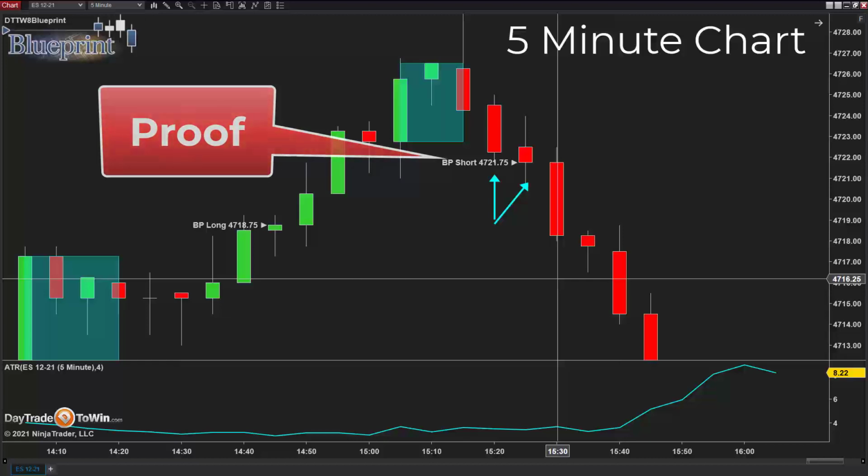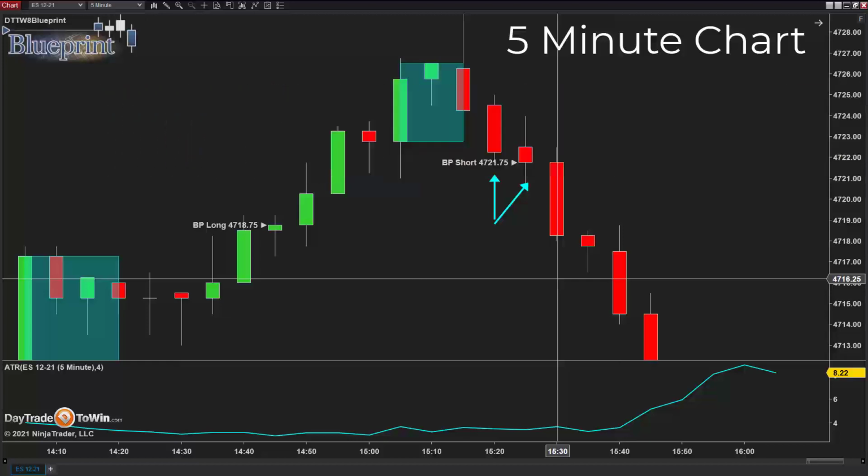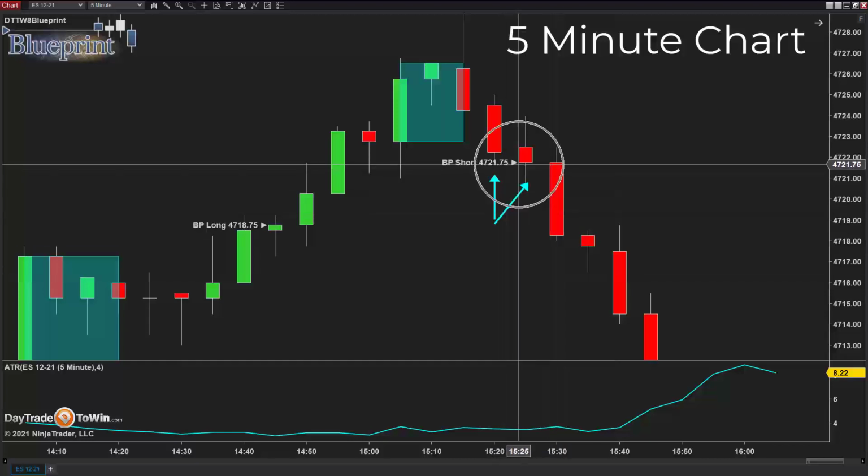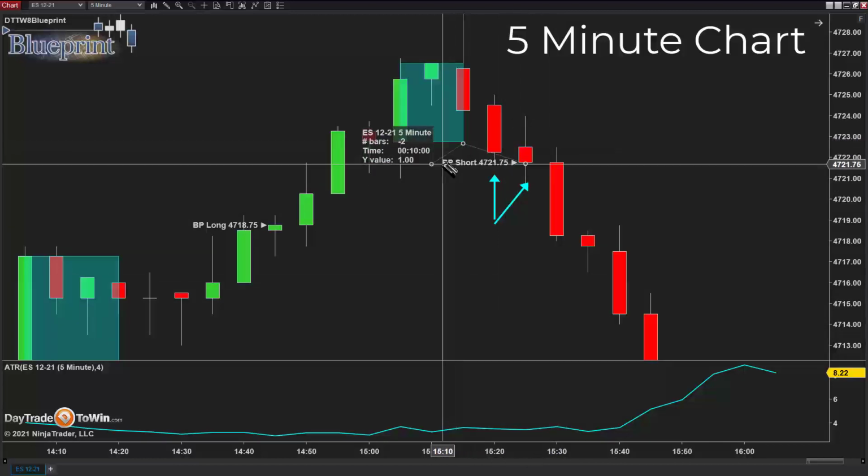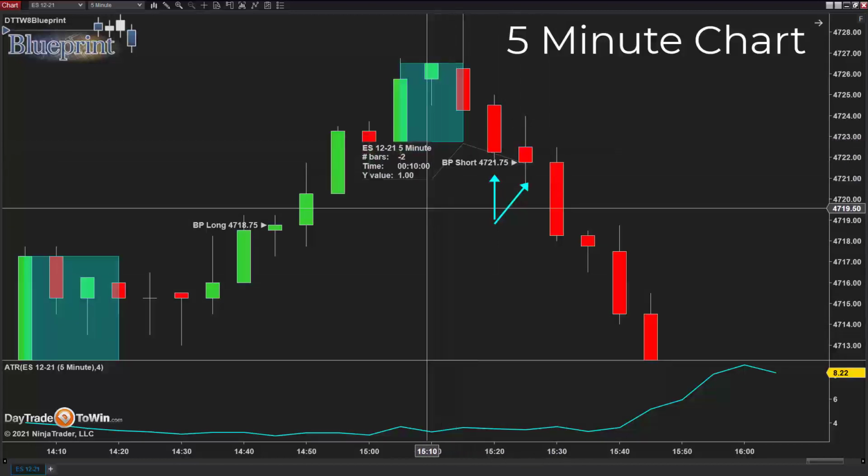Now, the next thing we have to configure is whether or not the distance, which is very important, should be further away or closer to where it's breaking out from. So in this example, the distance from here to here is relatively small. It's only about a point, and that's a good thing. Remember, the closer we enter either above or below the blueprint box, the better.